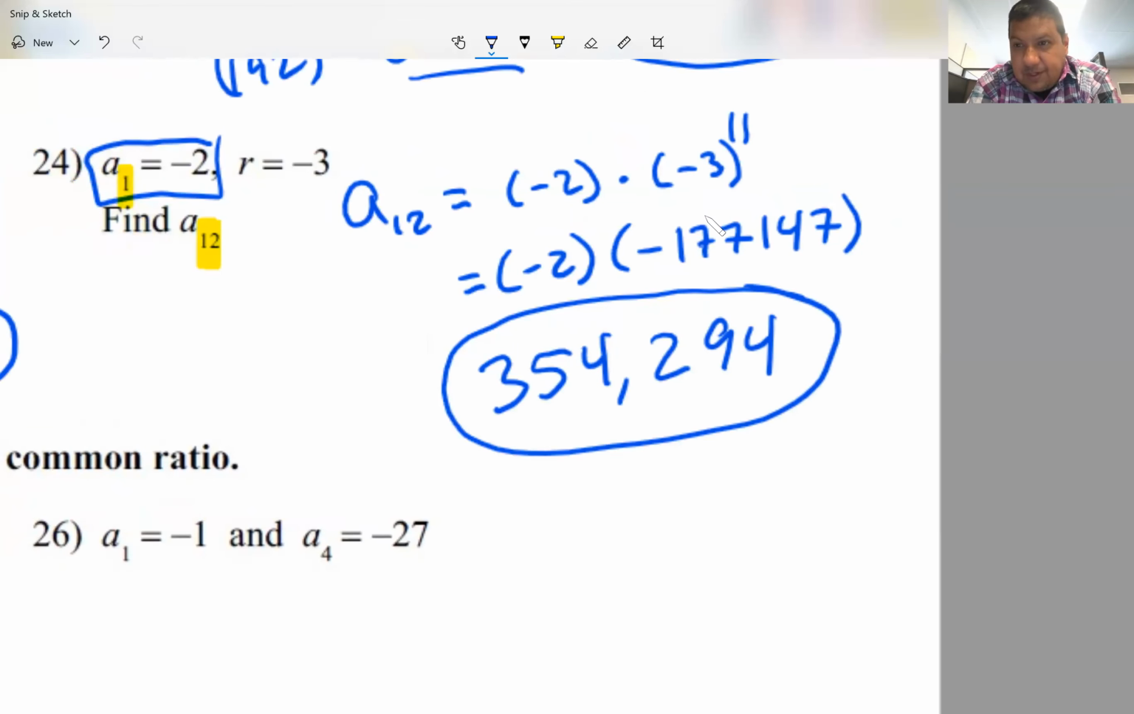We can find the first number and then multiply by -3 to get the second number, multiply by -3, multiply by -3, multiply by -3. Like I said, that's the long way. But you can just use the formula. Notice how my first number is the number given, and I multiply my ratio so many times. The way I find out how many times, in this case 11 times, is I subtract my subscripts, those little numbers at the bottom. I subtracted 12 minus 1.